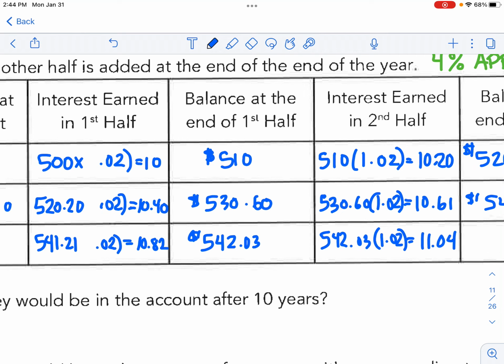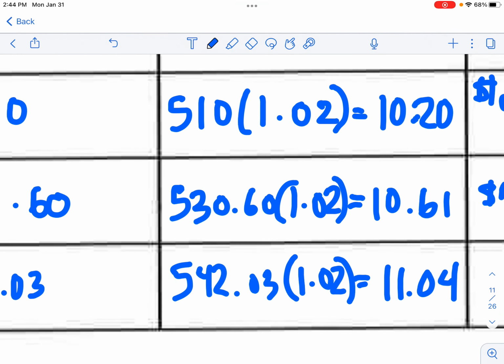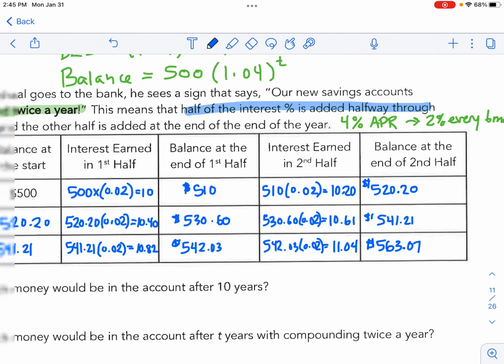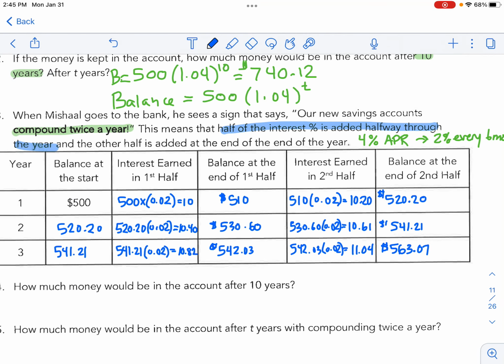This should be 0.02. Because I'm just calculating the interest, and this should be 0.02. There we go. And so our total balance after 3 years is $563.07.